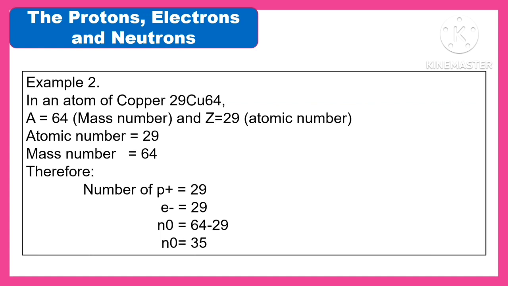We have another example. In an atom of copper, A is equal to 64, which is the mass number of copper, and Z is equal to 29, which is the atomic number of copper. So the atomic number is 29 and the mass number is 64. Therefore, the number of protons is 29 and the number of electrons is 29. The number of neutrons is equal to 64 minus 29, which is 35. So 35 is the answer for the neutrons.